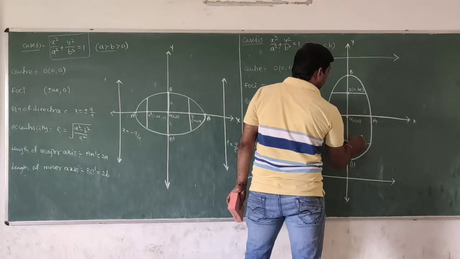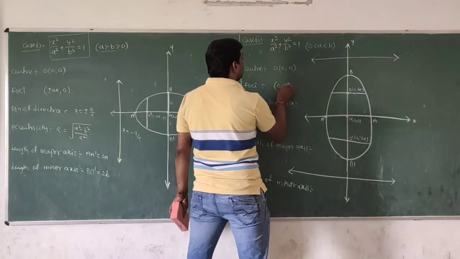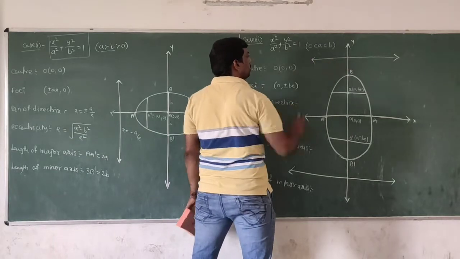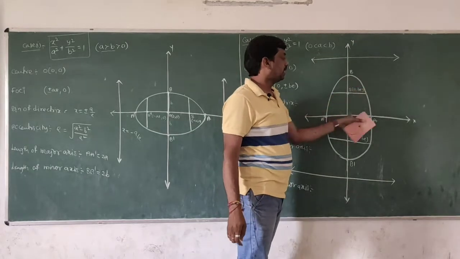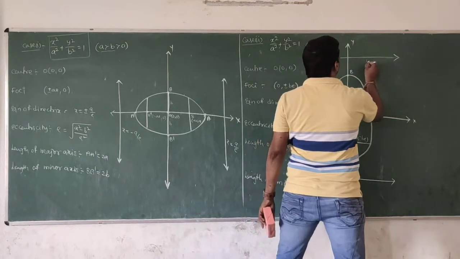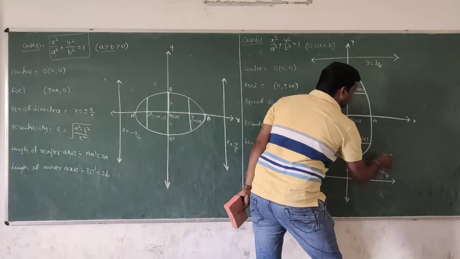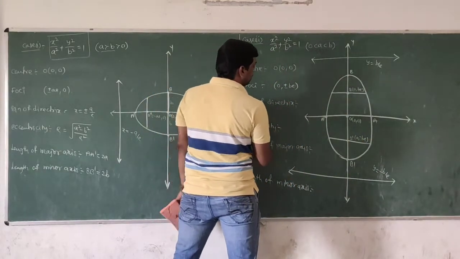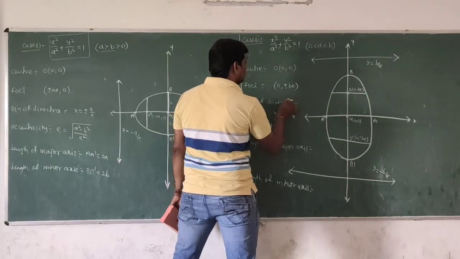Here the foci are (0, plus or minus b). Now, what is the equation of the directrix? Here the directrices are parallel to the x-axis. That's why y equals b by e, and y equals minus b by e. So the equation of the directrices is y equals plus or minus b by e.